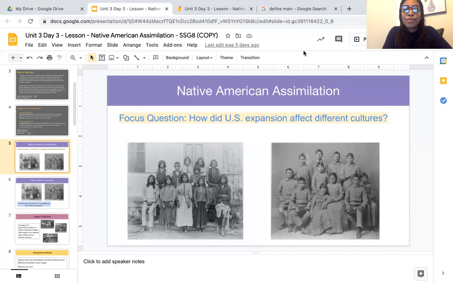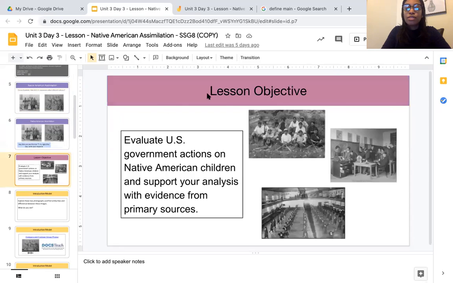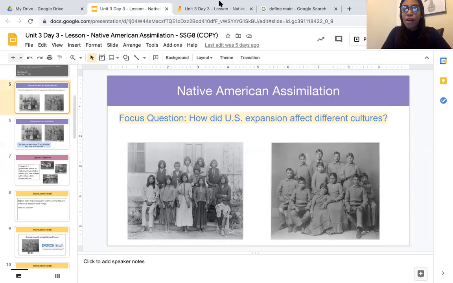Colon, and today we're going to be learning about Native American assimilation. Our focus question for today is, how did U.S. expansion affect different cultures? So for our objective, we want to evaluate U.S. government actions on Native American children, and you have to make sure that you support your analysis with evidence from primary sources. So how can we learn that?